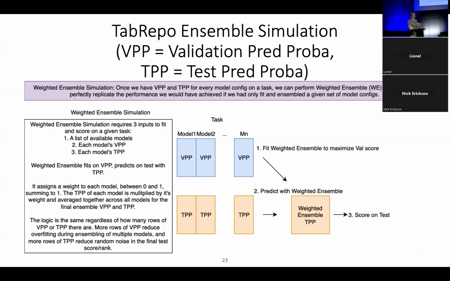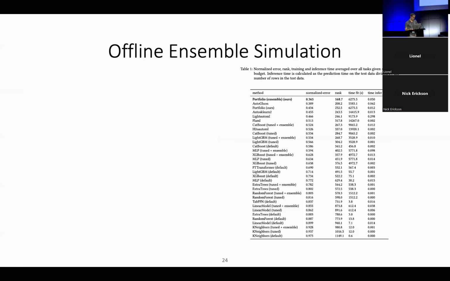And TabRepo will not only be able to tell you what the prediction probabilities of those models were on that data set, we even have logic that implements the weighted ensembling too. So you can just say, evaluate ensemble, these are the models that you want to ensemble together, this is the data set, and it'll return the result. And what you can do with this is pretty interesting.